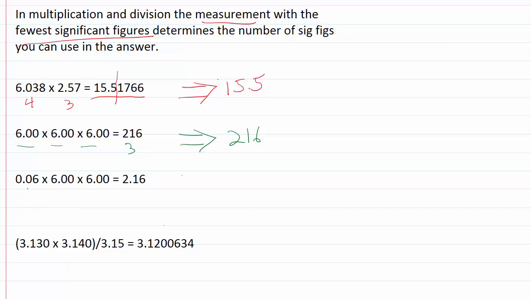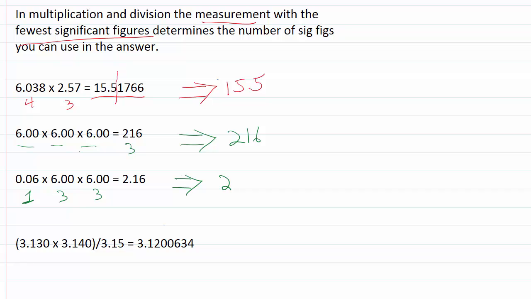Here I've got the same type of calculation, 3 multiplications, but I've got 3 sig figs, 3 sig figs, and then remember leading zeros do not count, so there's only 1 sig fig here. So I'm going to have to drop my answer down to 1 sig fig, 2.